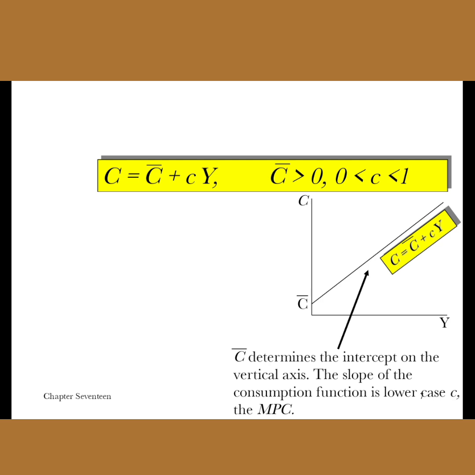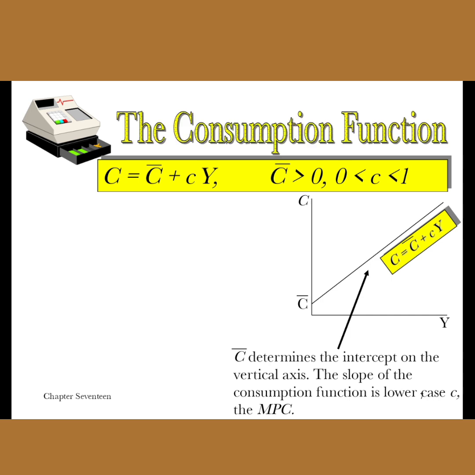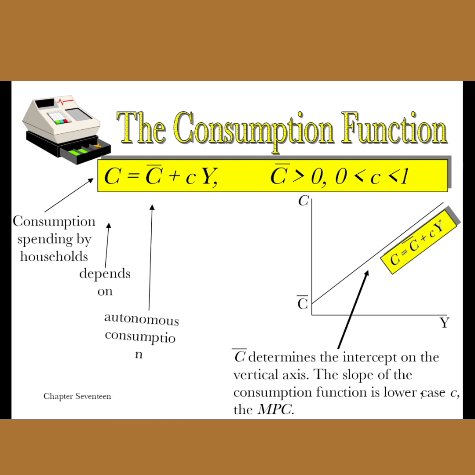How could we explain these variables? The big C is the consumption function, the consumption spending by the households, and it depends on the autonomous consumption C̄ and the marginal propensity to consume, which we call the MPC, which is c, and Y, which is the disposable income.